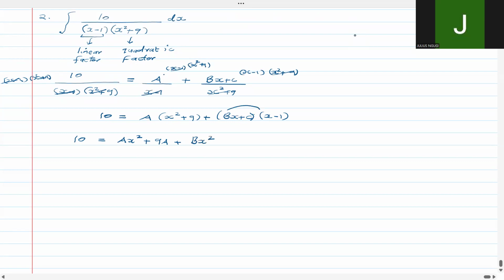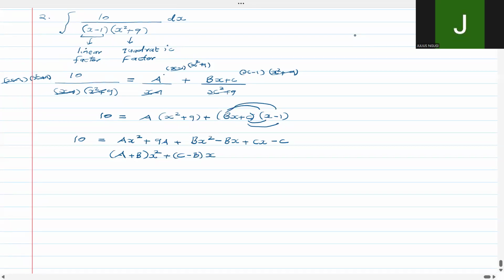Bx times minus 1, that's minus Bx. Then C times x, that's plus Cx. C times minus 1, that's minus C. And then you put the terms together. The coefficient of x squared is A plus B, because they have x squared. So you factor out x squared. The coefficients of x are C and A minus B. So you factor out x.